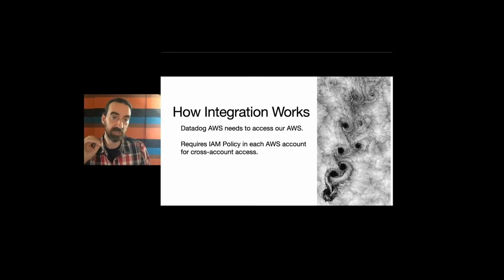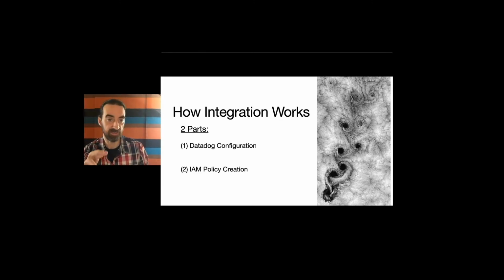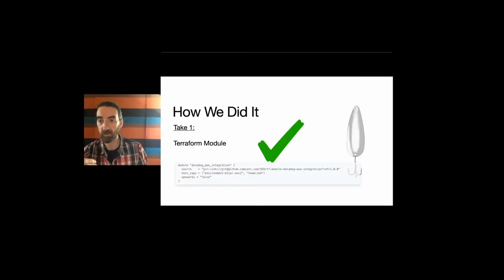Datadog needs their AWS account to have access to your AWS account to scrape those CloudWatch metrics. There's a two-step component to setting it up. You do the Datadog configuration, and you grab an external ID from that, and you stick it into the IAM policy that you create on the AWS side. When it comes to building this out as a tool, to us, it looked like a module was a simple solution. That's how it generally works. It takes a couple components and wraps them into one code block.